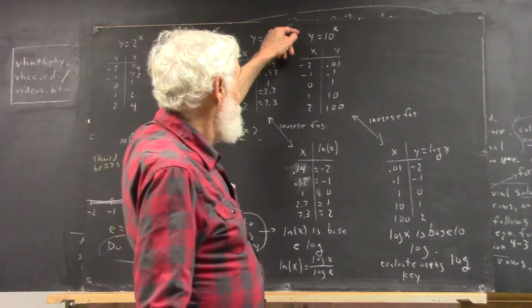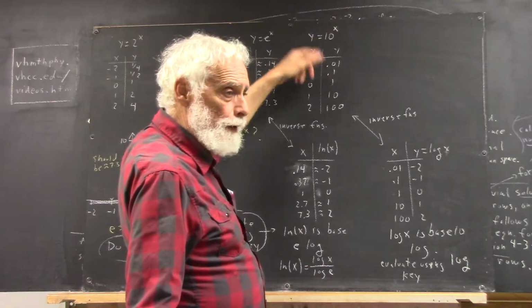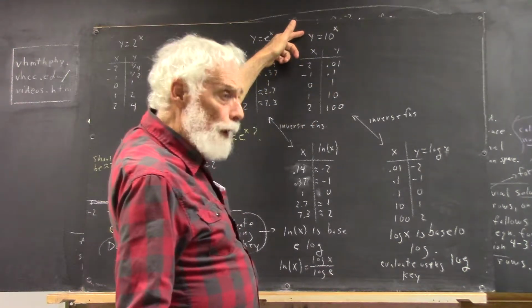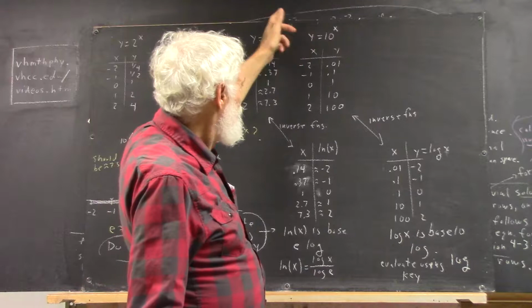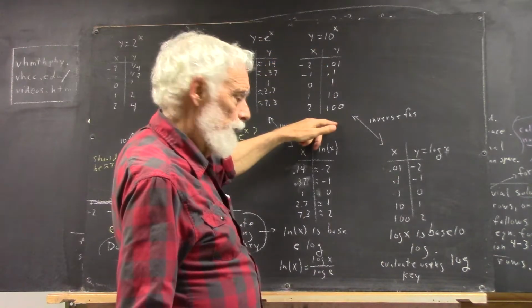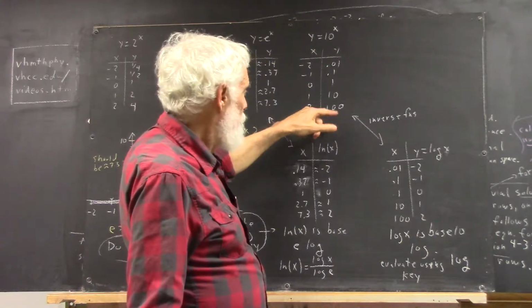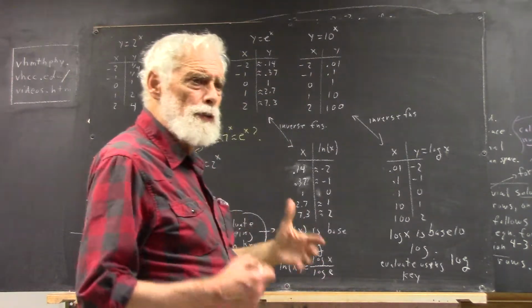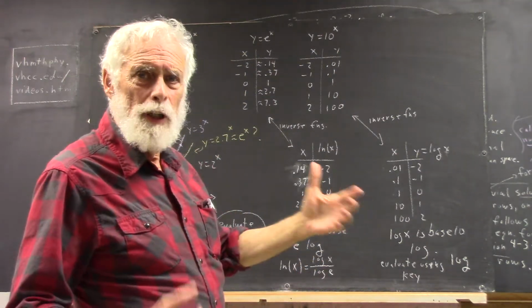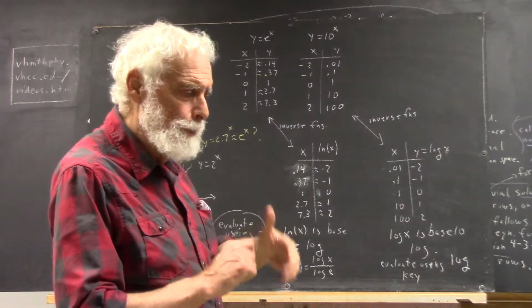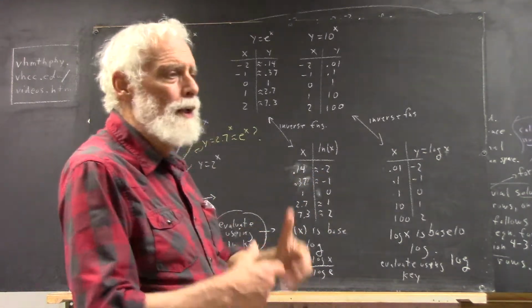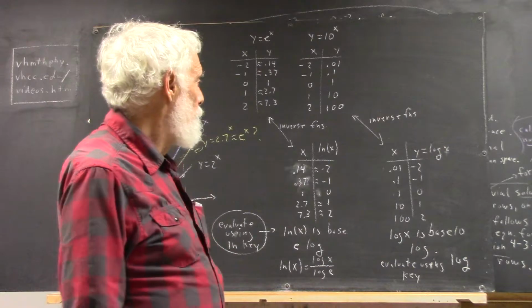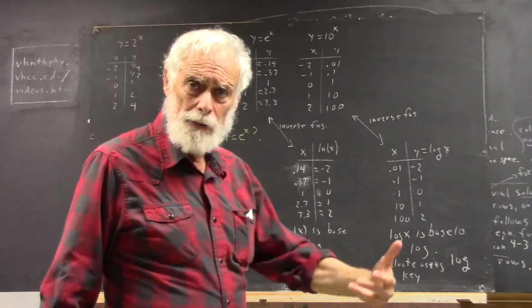Similarly, we could do the y equals 10 to the x. It would be very inconvenient to try to graph this because the numbers go as little as 0.01 and as big as 100, meaning this number is 10,000 times as big as this number, and you're going to have trouble getting the points representing the two numbers on the same graph when one of them is 10,000 times as big as the other.